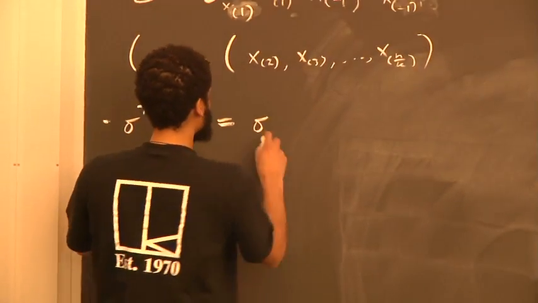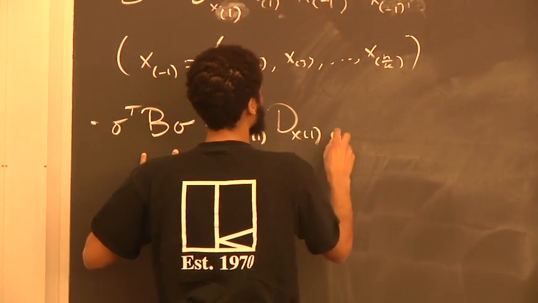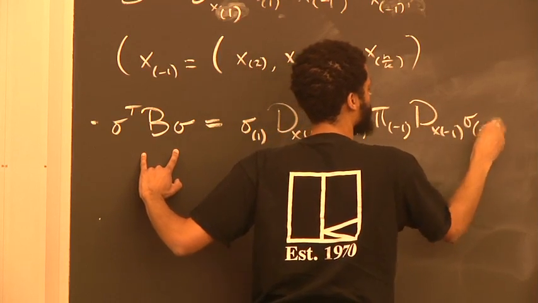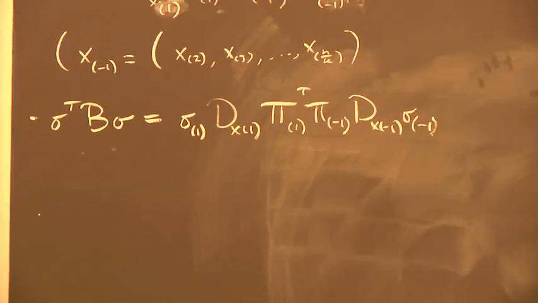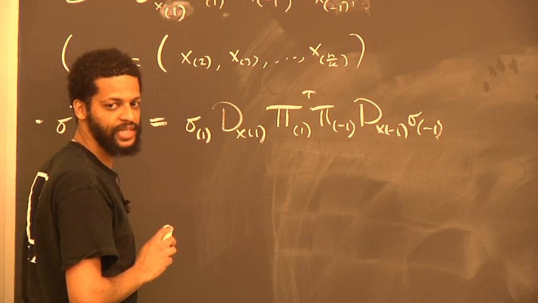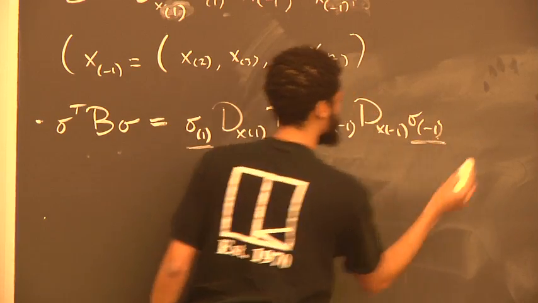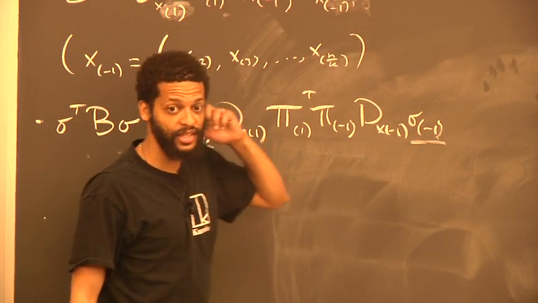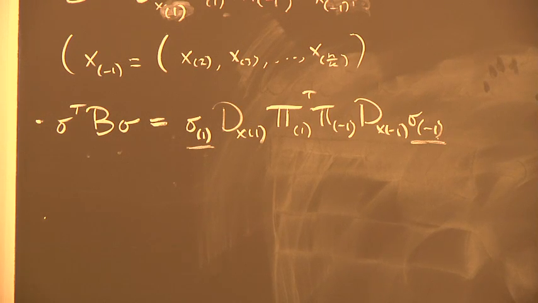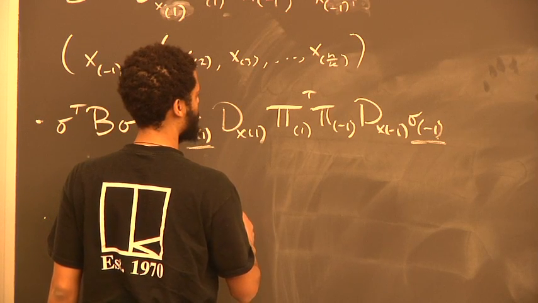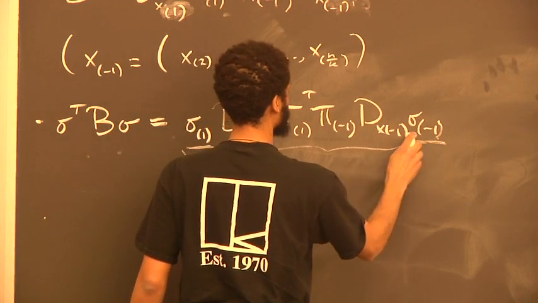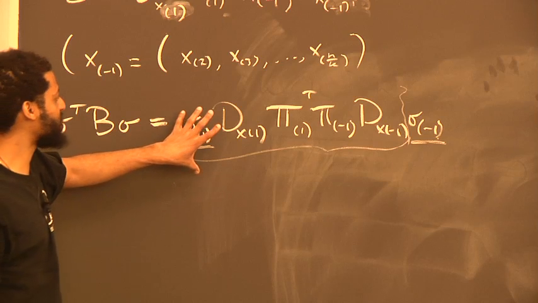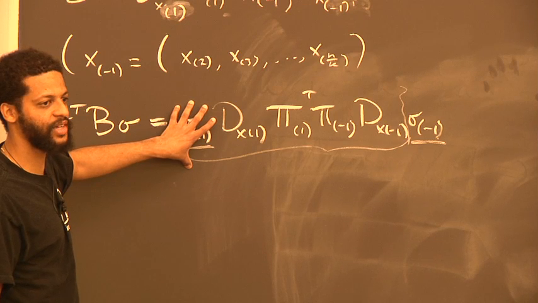So sigma transpose B sigma now becomes sigma_1 D_x1 pi_1 transpose pi_minus1 D_x_minus1 sigma_minus1, right? And the thing to note here is, where's the randomness? The randomness is in sigma. If you look at this versus this, these are independent of each other, because this is the first k entries of sigma, and these are the last n minus k. So what we're going to do is look at this whole thing without that part. This is a vector. And what we're going to argue is that, because pi has RIP, this vector will have small L2 norm.